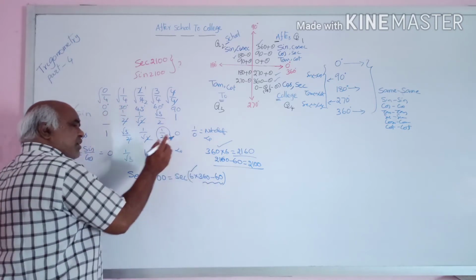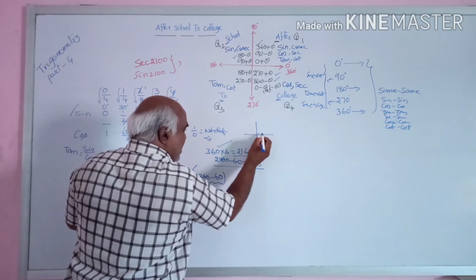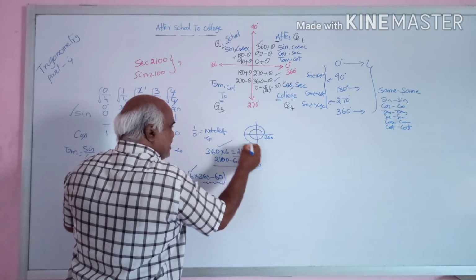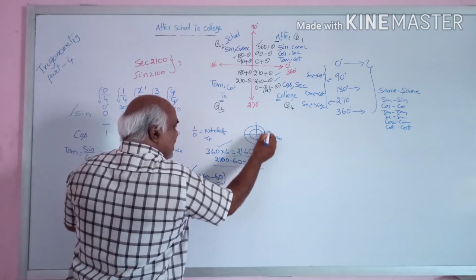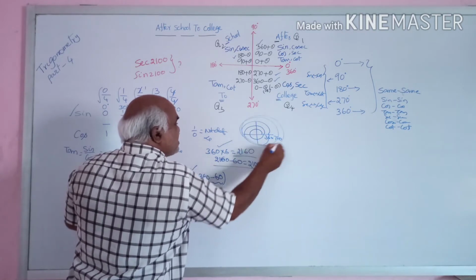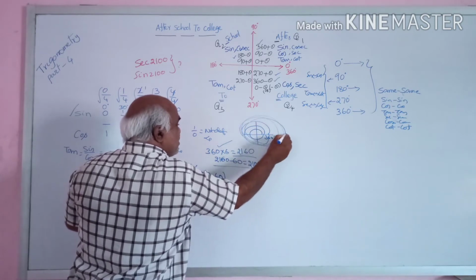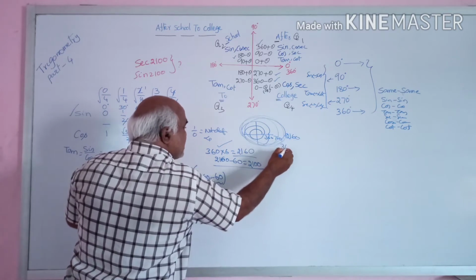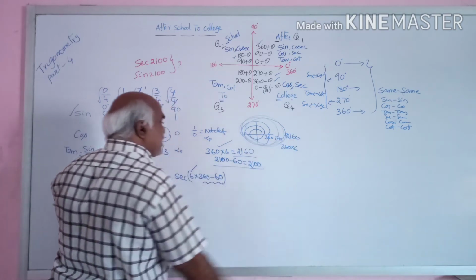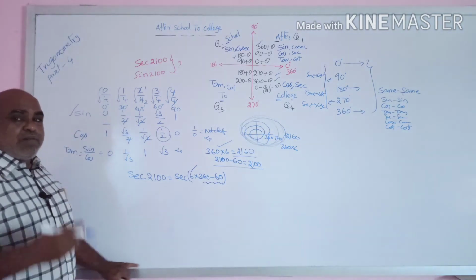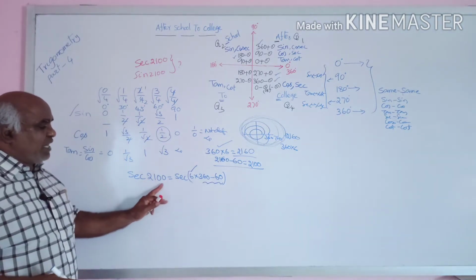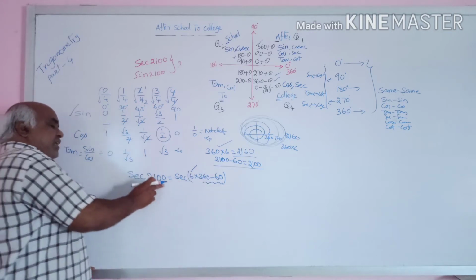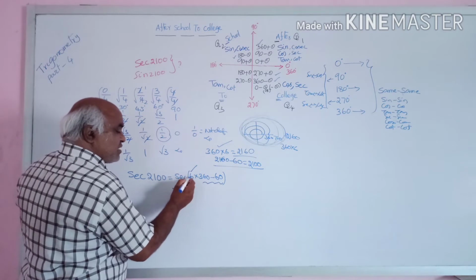That means you can see what indicates the 6. If one complete rotation is over, that is 360. You can take another rotation, it is 720. You can take another rotation like this. You can take 6 rotations. After 6 rotations, you get 2160. That means 360 into 6 means total 6 rotations are completed. But we require 2100. Therefore, you can subtract 60. You get 2100. Therefore, it means 6 rotations.